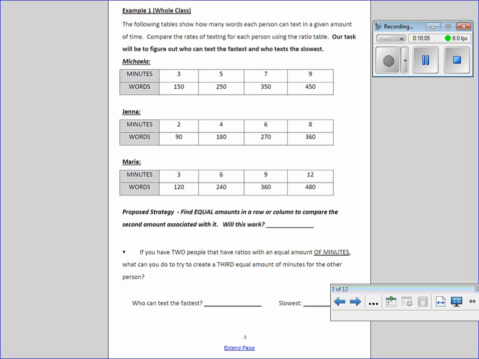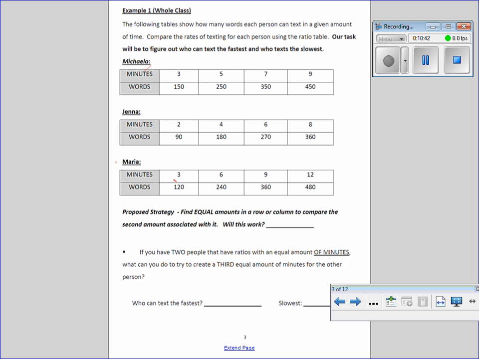Because look, make believe Jenna wasn't even here, and you were just comparing Michaela and Maria. Well, if they're both 3 minutes, obviously, Michaela would be able to type more in 3 minutes than Maria. Then all you would have to do is find 3 minutes for Jenna, and you'll know fastest and slowest, but there isn't 3 minutes for Jenna. So you've got to look at another strategy or another way to do it, and I'm curious to hear how you did it.